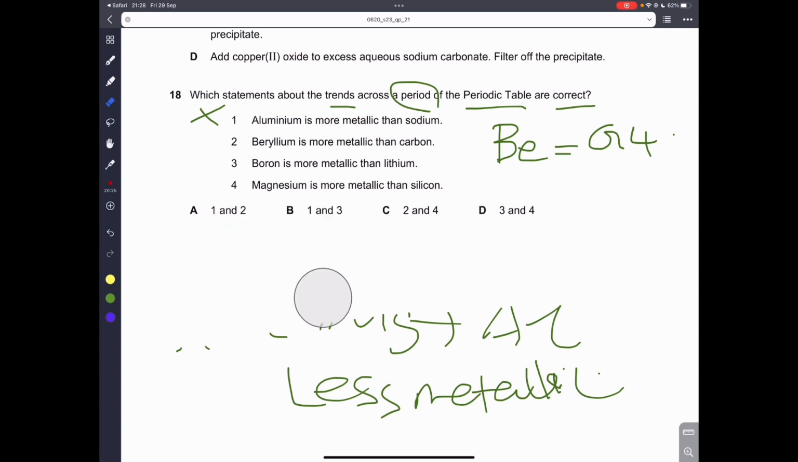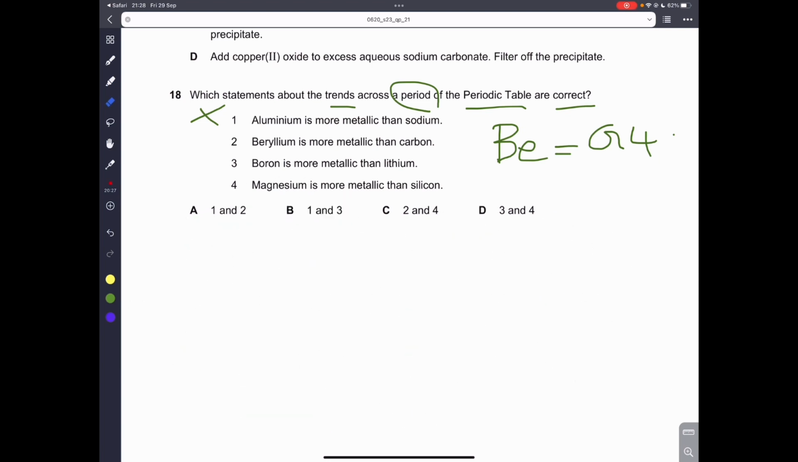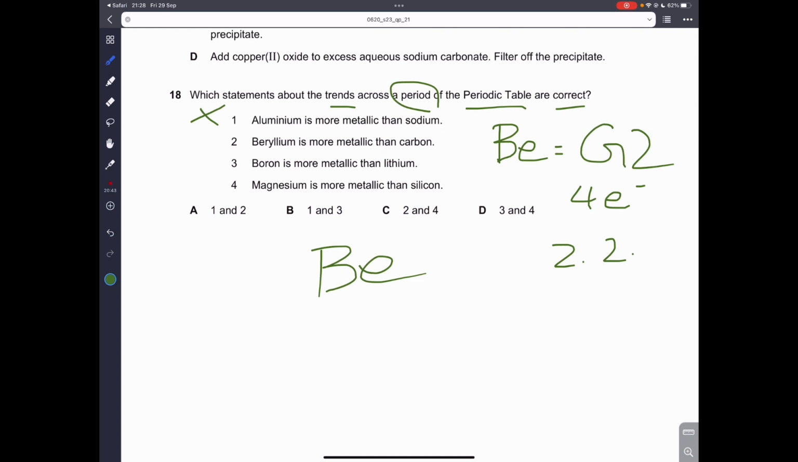And beryllium is in group 4. Sorry, it's in group 2. Sorry, that's a mistake on my part. It is in group 2 because it has 2 outer electrons. So it has a 2.2 electronic configuration. It is in group 2.